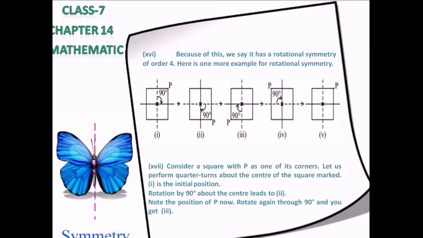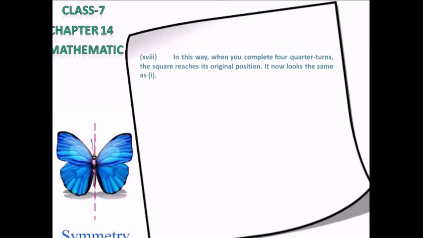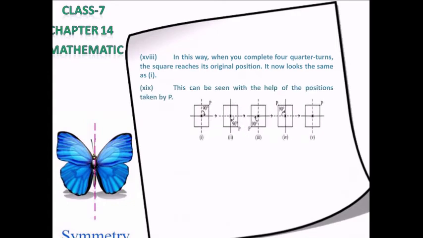Consider a square with P as one of its corners. Let us perform quarter turns about the center of the square marked. 1 is the initial position. Rotation by 90 degrees about the center leads to 2. Note the position of P now. Rotate again through 90 degrees and you get 3. In this way, when you complete 4 quarter turns, the square reaches its original position. It now looks the same as 1. This can be seen with the help of the positions taken by P. Thus, a square has a rotational symmetry of order 4 about its center.